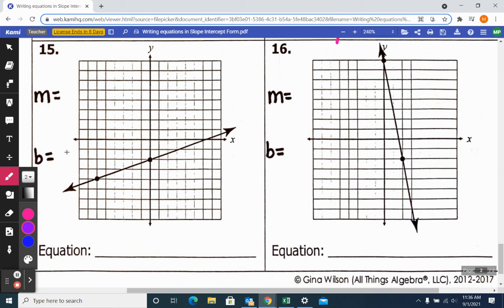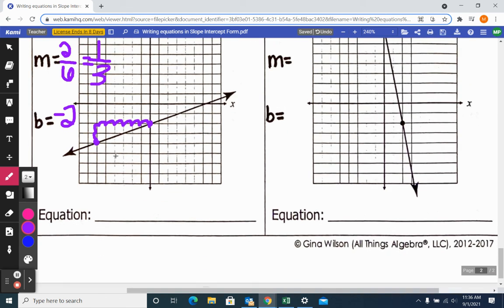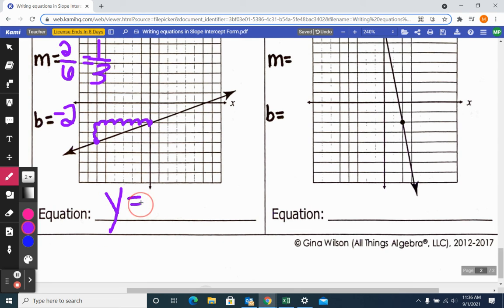Okay, on 15, tell me what you got for a y-intercept. Negative 2 is correct. This is where it gets people because they want to go here and then here. You got to start on the point on the left. So what was your slope? Right, because it was up 2 over 1, 2, 3, 4, 5, 6. And 2 over 6 becomes 1/3. So y equals 1/3 x minus 2.